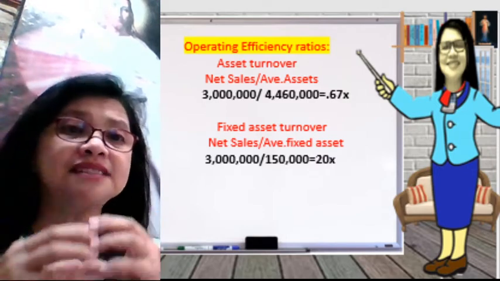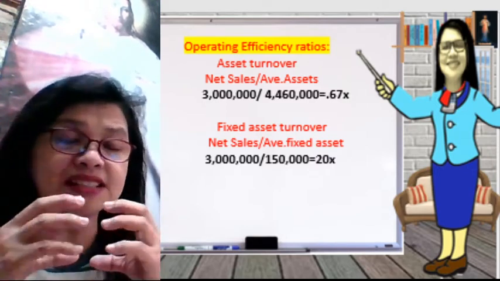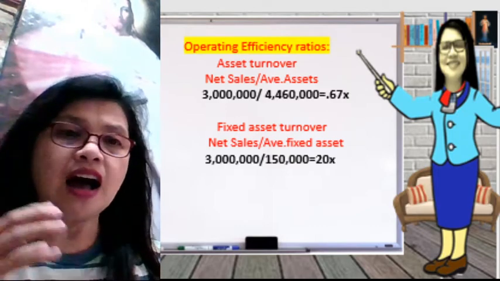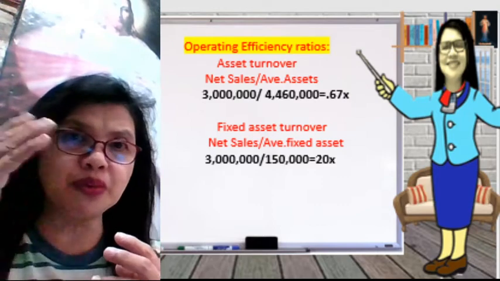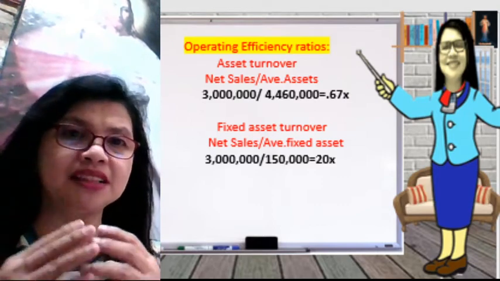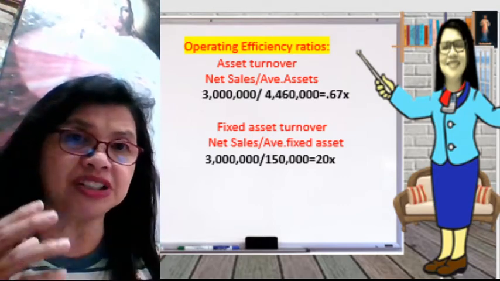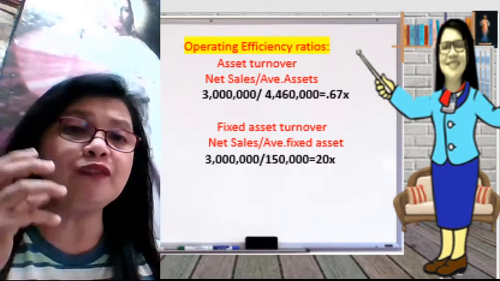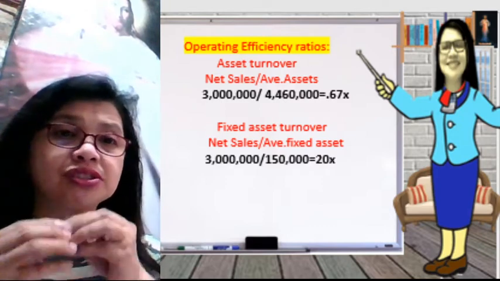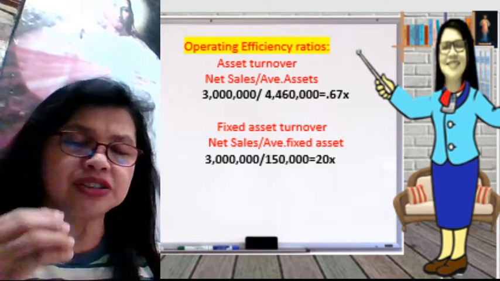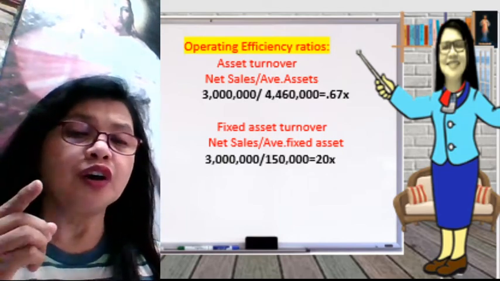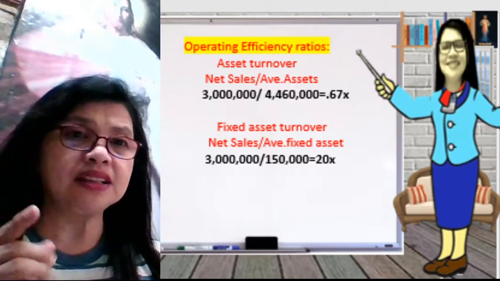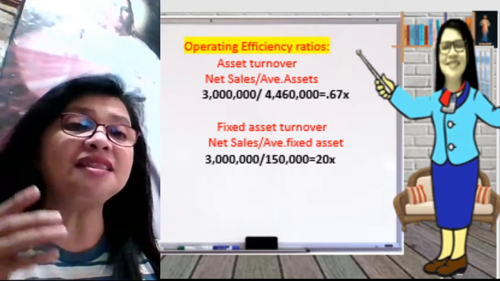Then we have also the fixed asset turnover. So this one is the fixed asset alone. In our case, our fixed asset here is, I think, the machine. If you look into your income statement, the fixed asset is your machine. So we will measure if the machine contributes to your sales. So net sales over the average fixed asset of 150,000, it shows 20 times.